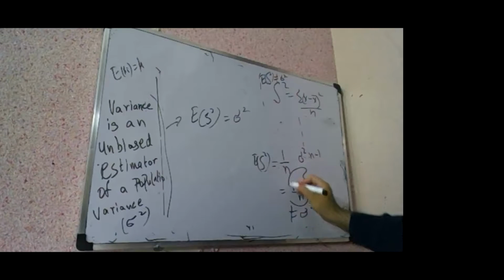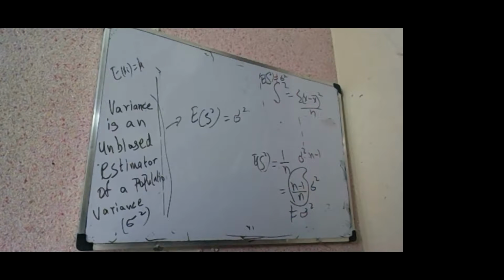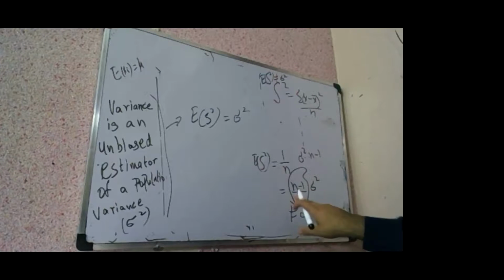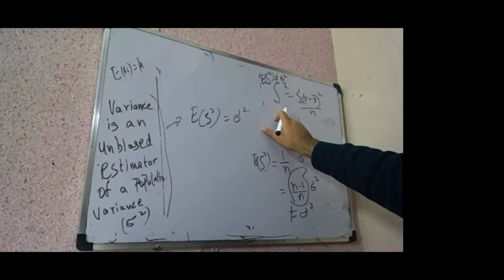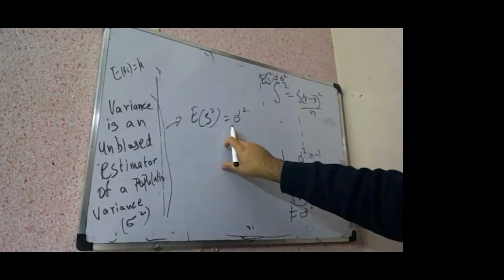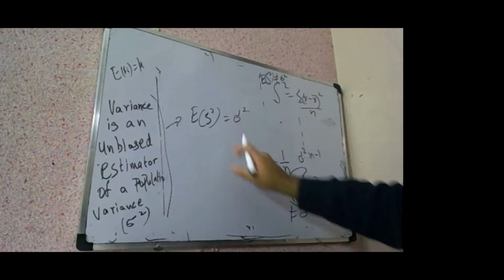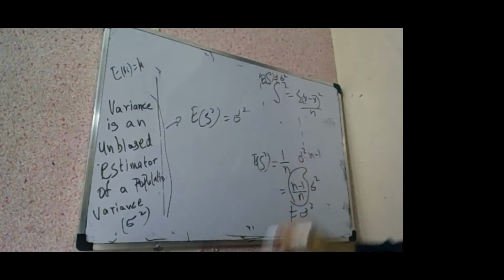Why? Because this one, n minus 1 upon n. This is the unbiased, this is the biased factor. Right? If this becomes 1, this is equal. So because of this biased factor, it's not an unbiased estimator. Here we don't have a biased factor. Right? Here we cancel out n minus 1 and n minus 1. That's why we consider the small s here, the small variance, as the unbiased estimator of a population variance.